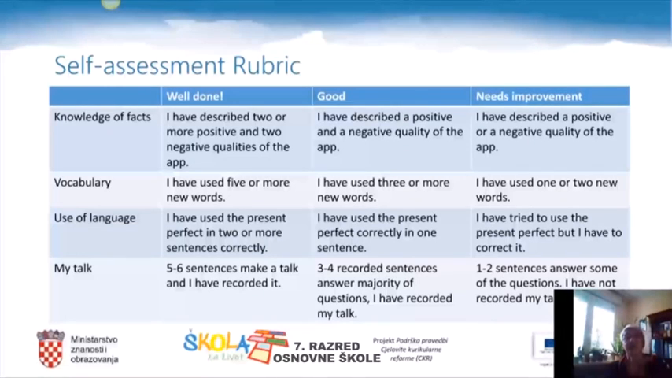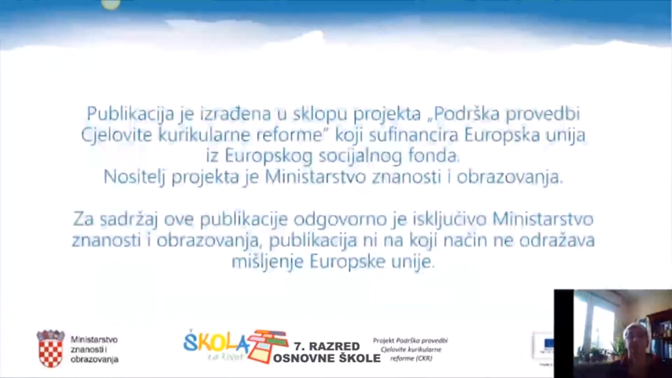This rubric will help you. What are you aiming at? To the well done part of the rubric. So when you try and you finish your talk and then you listen to it, check. Have you described 2 or more positive and 2 or more negative qualities? Have you used far more new words? Have you used the present perfect? And have you created a talk and recorded it? If yes, well done for you.